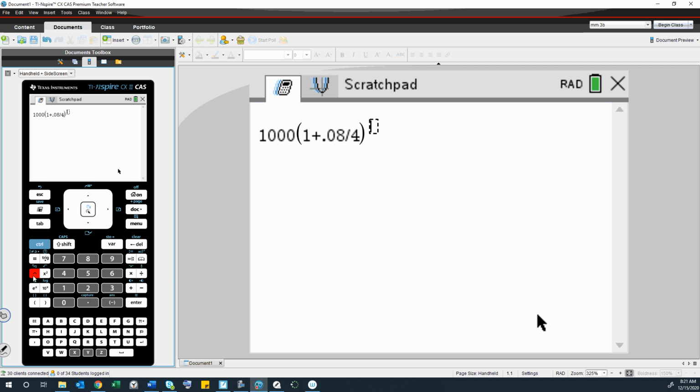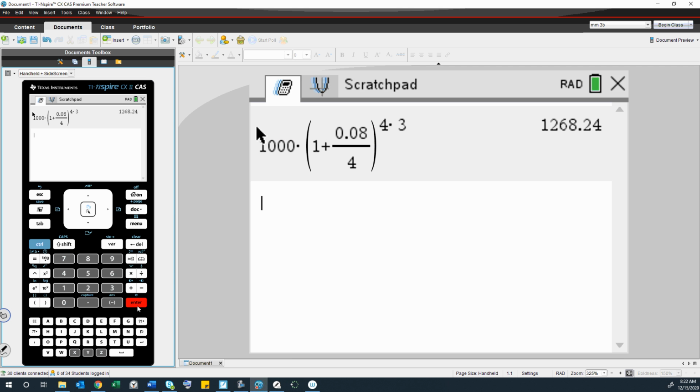Now let's say that 3 times 4 was too big for us to do in our heads. That means we would want to use another set of parentheses with our 4 times 3 or 3 times 4, whatever, it doesn't matter what order it's in. So that the power is multiplied together in the parentheses before it's the power on this set of parentheses, before that whole thing multiplies times the 1000. So then we hit enter, and we get that result.